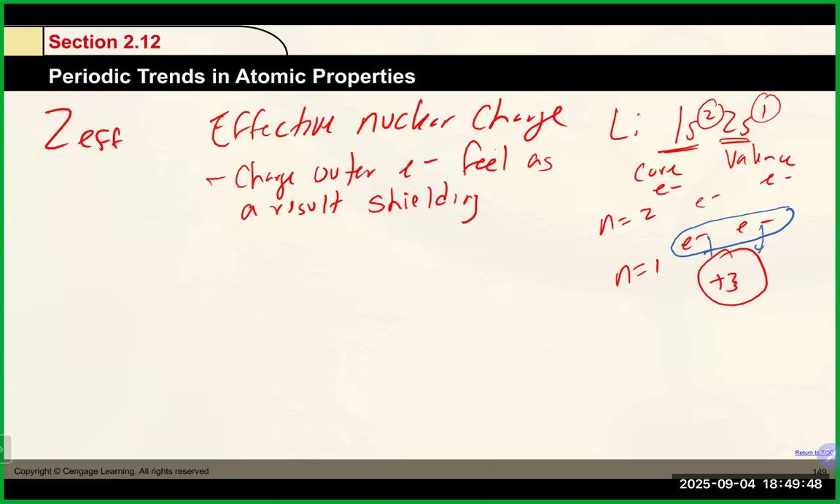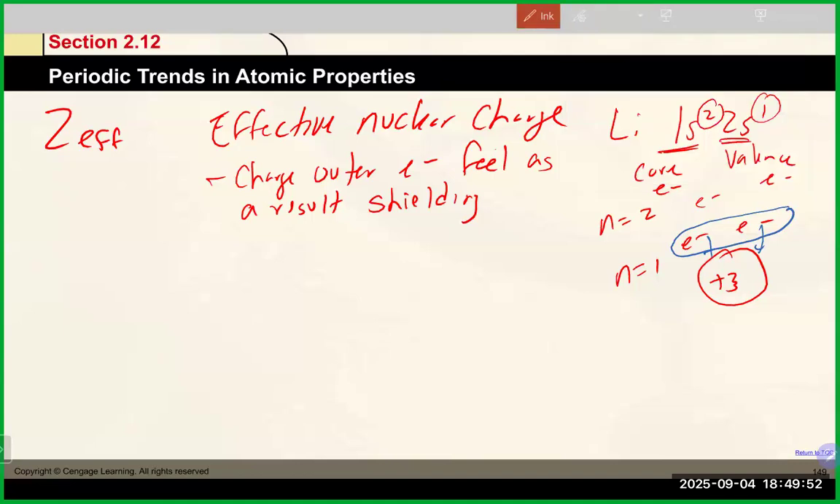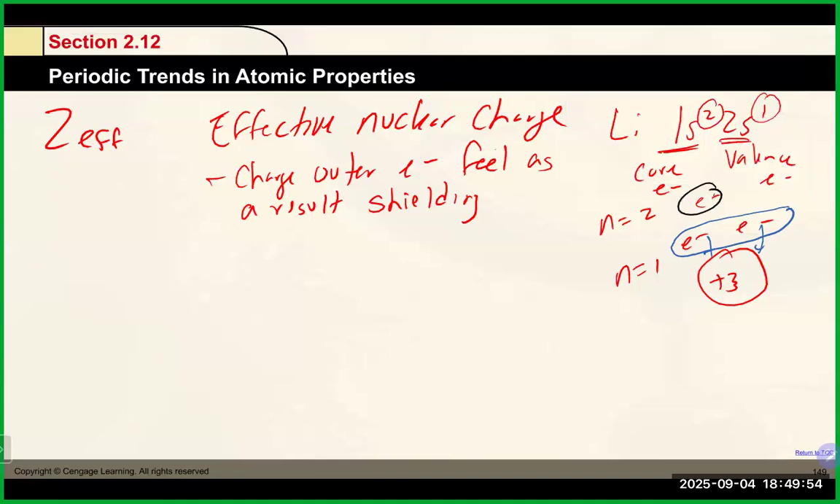Now, when we talk about the valence electron, which is out there lonely by himself over there, he actually does not experience the same +3 attraction to the nucleus because what he's experiencing is what is known as shielding. And he is shielded from the nucleus's positive charge by the lower energy electrons. They essentially are in his way.